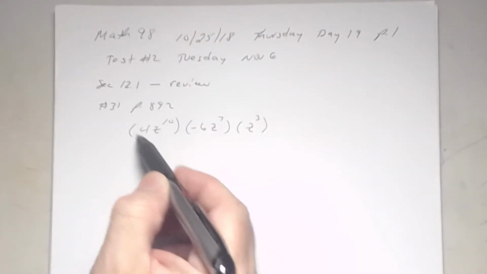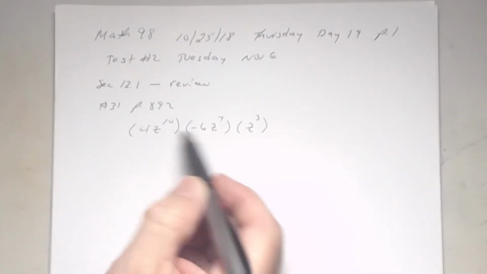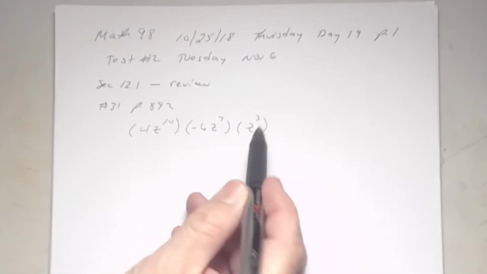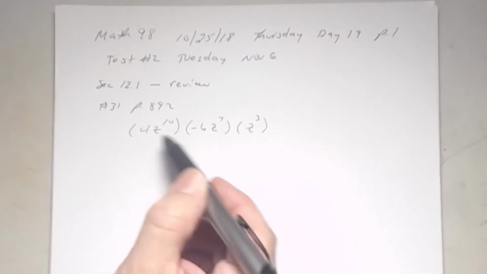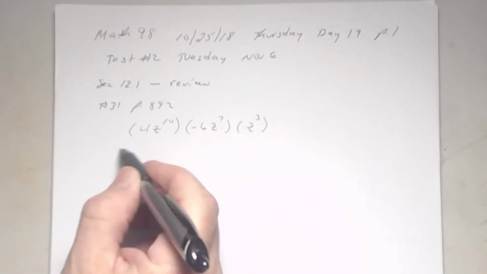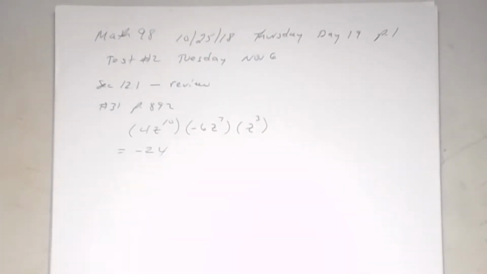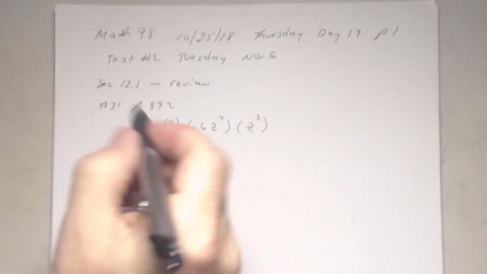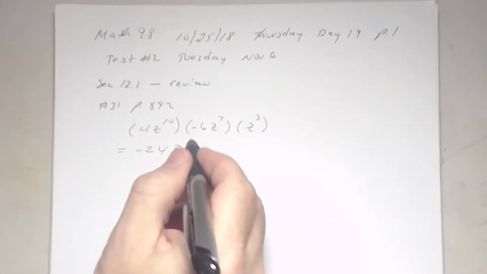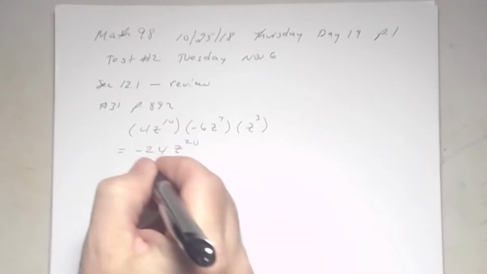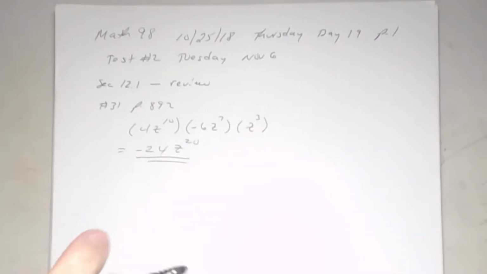So what's the coefficient in this parentheses? 4. What's the coefficient over here? What's the coefficient over here? 1. What's 4 times negative 6 times 1? Negative 24. All right, then remember the product rule says that when you multiply like bases, your answer is going to be that base raised to, and what do you do with those exponents? Add them. So there'll be z to what power? 20. So that's your answer. All right, so that's 31.